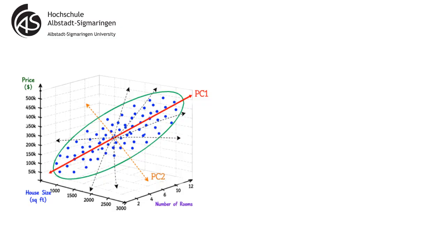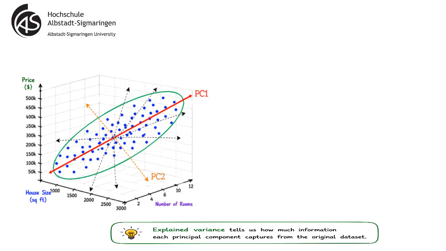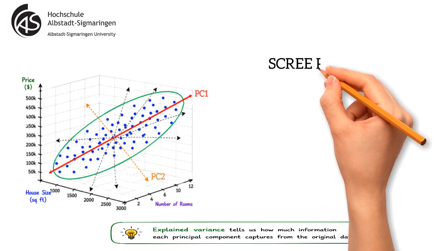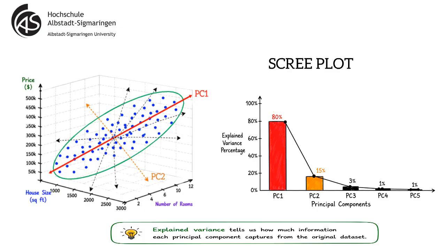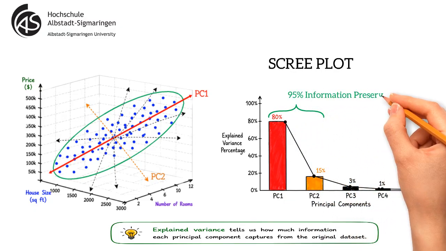So how do we know whether a principal component is important? This is where explained variance comes in. Explained variance tells us how much information each principal component captures from the original dataset. Let's look at a scree plot. Notice that the first principal component, PC1, captures the largest amount of information. In this example, PC1 explains about 80% of the variance. The second principal component, PC2, explains another 15%. Together, PC1 and PC2 preserve about 95% of the original information.